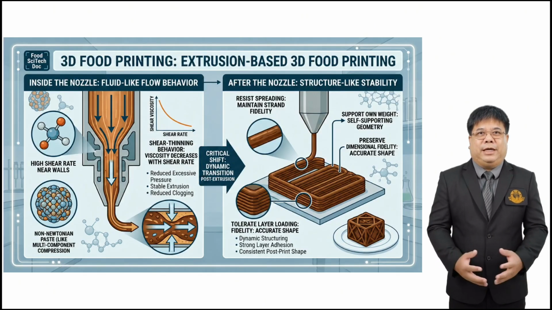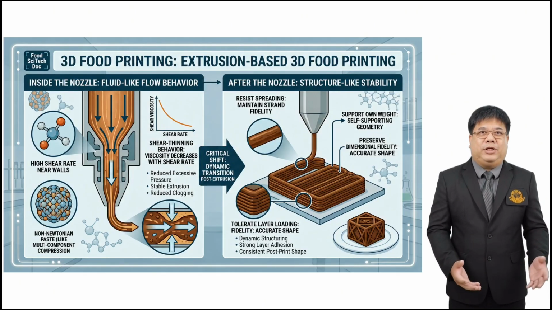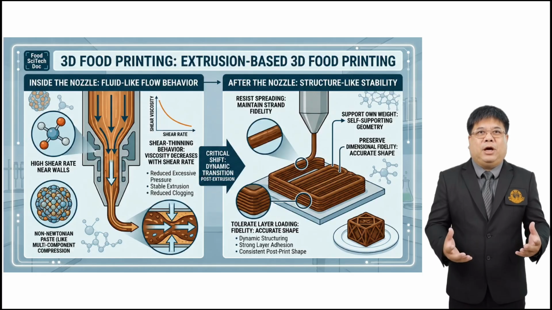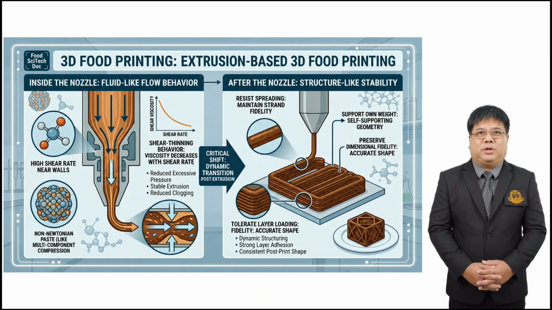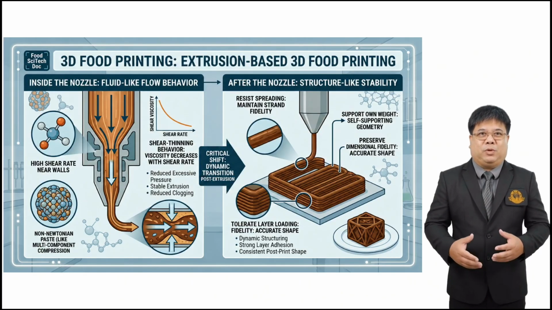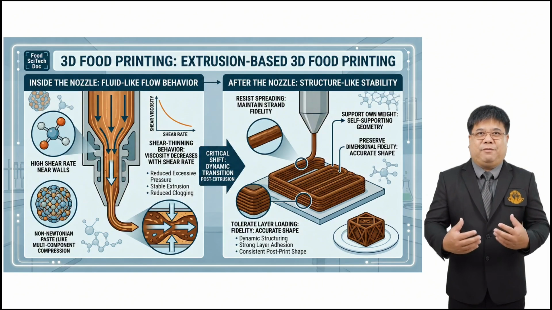But as soon as the material leaves the nozzle, the engineering requirement changes completely. Now the ink must stop behaving like a fluid and begin behaving like a structure. The deposited strand must resist spreading. It must support its own weight. It must tolerate the load of subsequent layers. It must preserve dimensional fidelity.